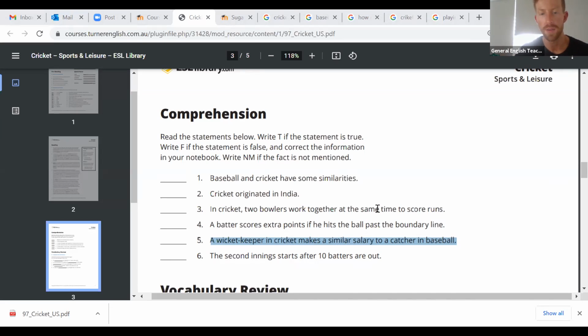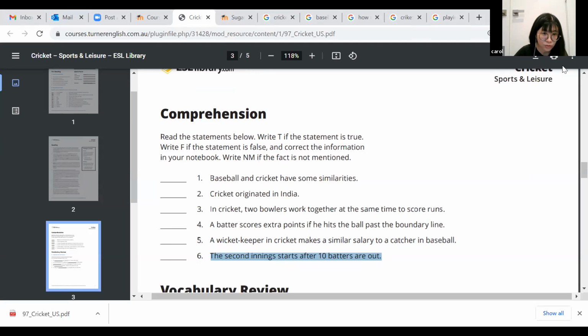Okay, number six. Carol? Number six is true. Okay, true. Can you read it out for us? And then yeah, you already said true. But... Second innings starts after 10 batters are out. Right. Cool. So that one is true. Okay, that's fine. All right.